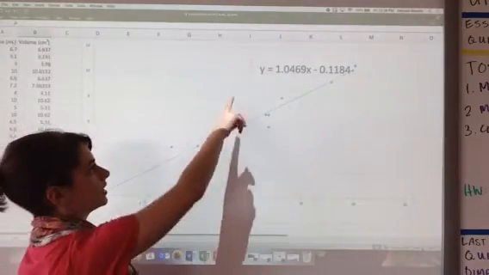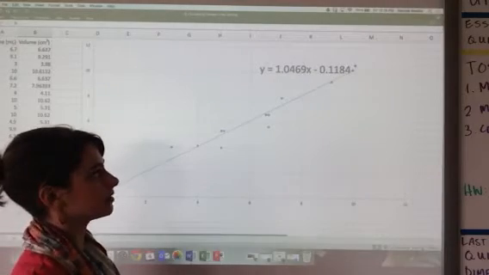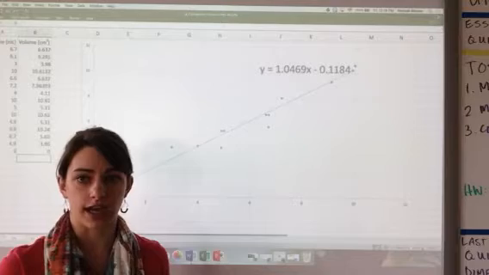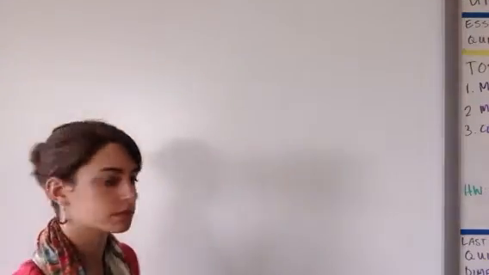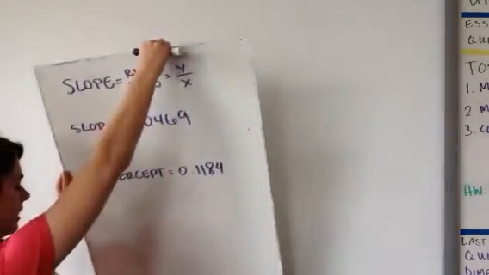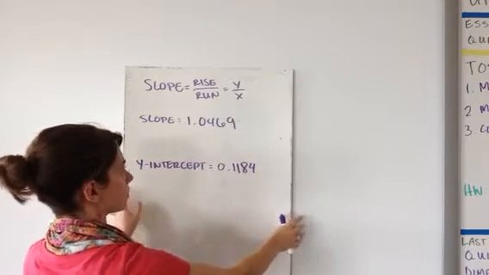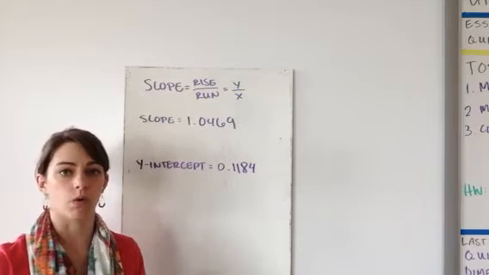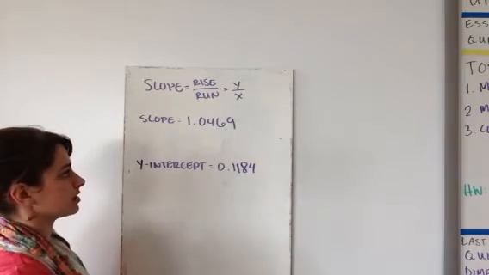The equation of our line is y equals 1.0469x minus 0.1184. So we're going to use that equation of our line to analyze some of our data. So the first thing that I want to look at is our slope. Now, when we calculate slope normally in math class, we're looking at rise over run or y over x. So our slope is 1.0469.